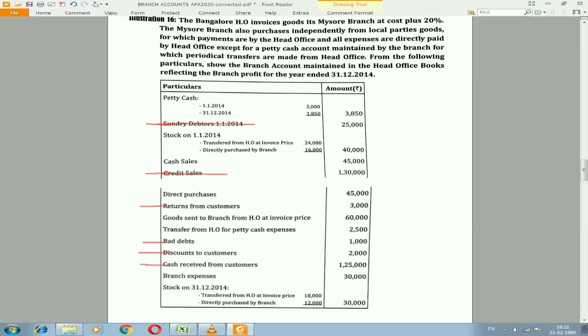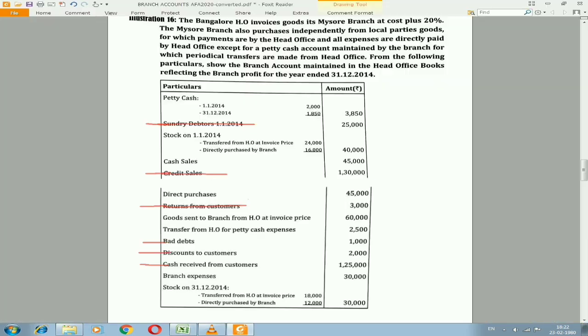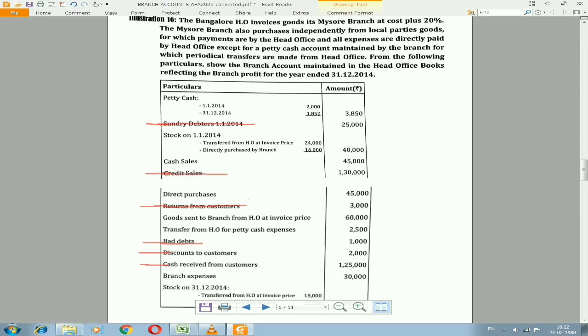Next I have returns from customers, that is nothing but sales return. Whatever goods were sold to the customers and are returned, we are supposed to record as sales return. It will be on the credit side. By sales return, amount of rupees 2,000. Next we have bad debts, amount of rupees 1,000. So bad debts will come under debtors, that we are supposed to record. By bad debts, 1,000.